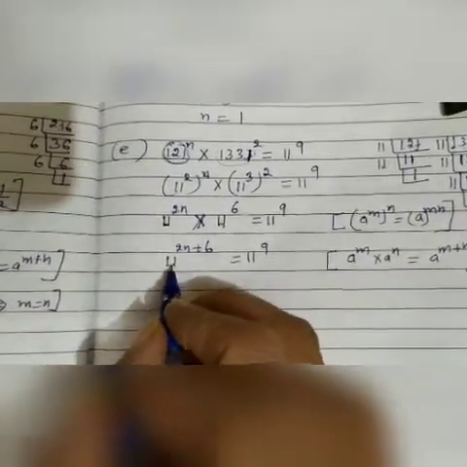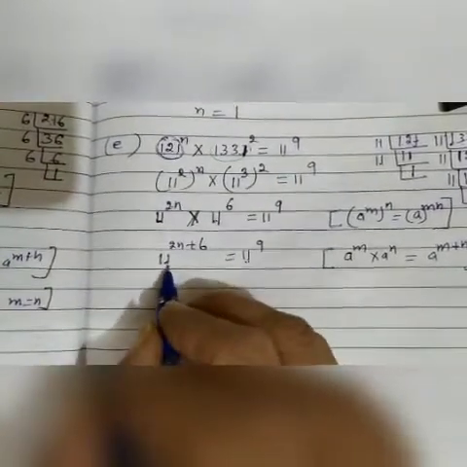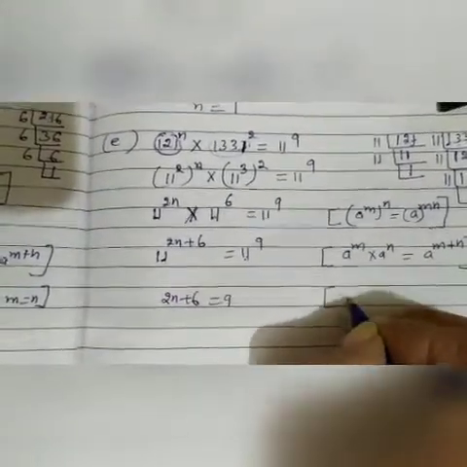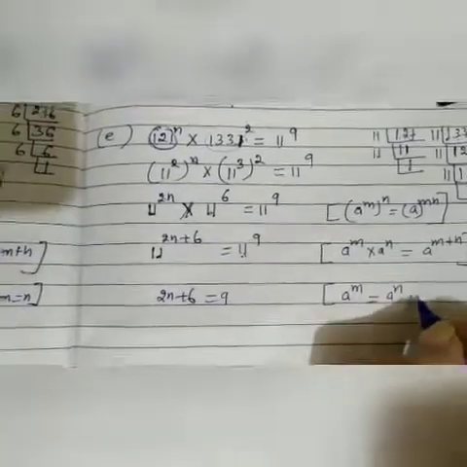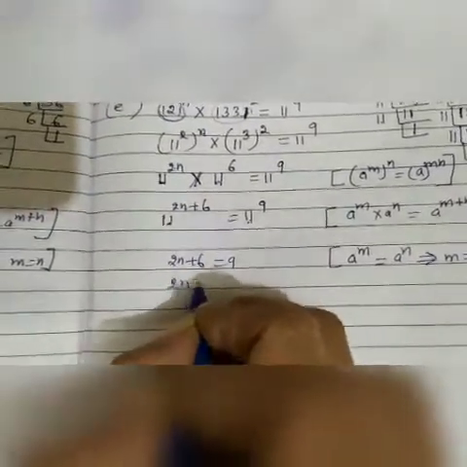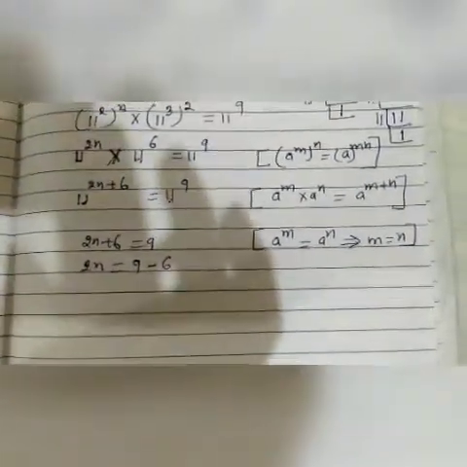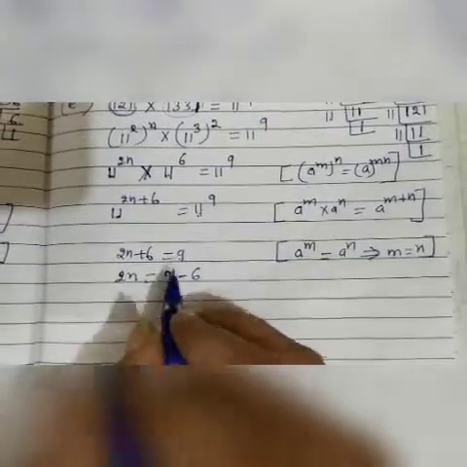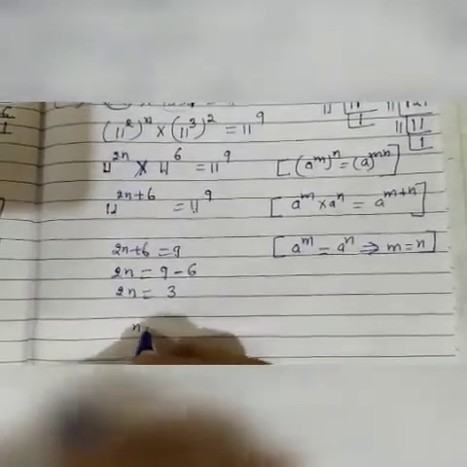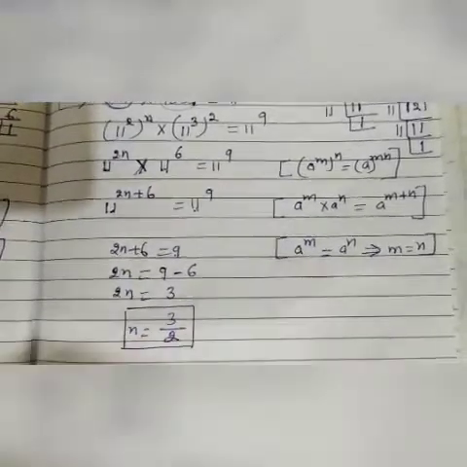Now left hand side base and right hand side base, again bases of both the sides are equal, so their powers will be equal. We will write 2n plus 6 is equal to 9. Which law? A power m is equal to a power n gives m is equal to n. So now this 2n is equal to this 9. Take this plus 6 to this side, minus 6. We will simplify it just like a linear equation. Then 2n is equal to 9 minus 6 is equal to 3. Then n is equal to 3 upon 2. So the value of n is equal to 3 upon 2.